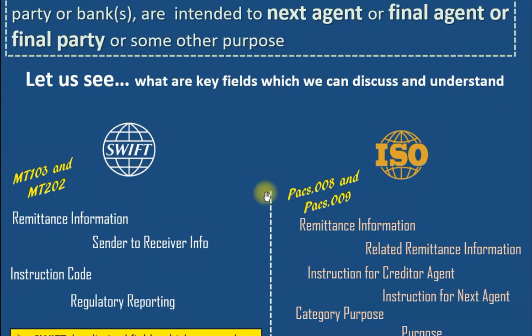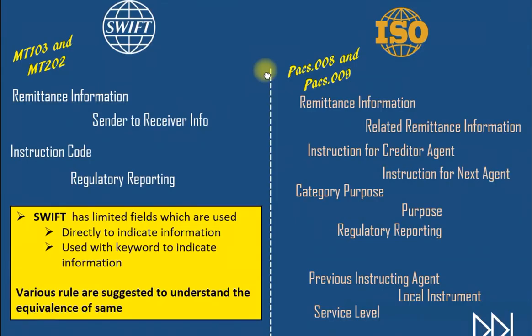For consolidation we have taken both MT 103 and 202 for the SWIFT part, and for ISO we have taken the pacs.008 and pacs.009. Let's see MT. Remittance information is there, sender to receiver info is there, instruction code is there, regulatory reporting is there. So these are the four key things which are used. Well, in ISO it is a much bigger list. Remittance information same as SWIFT, related remittance information, instruction for the creditor agent, instruction for the next agent, category purpose, regulatory reporting. To indicate which was the previous instructing agent, there is a dedicated tag, local instrument, service level.